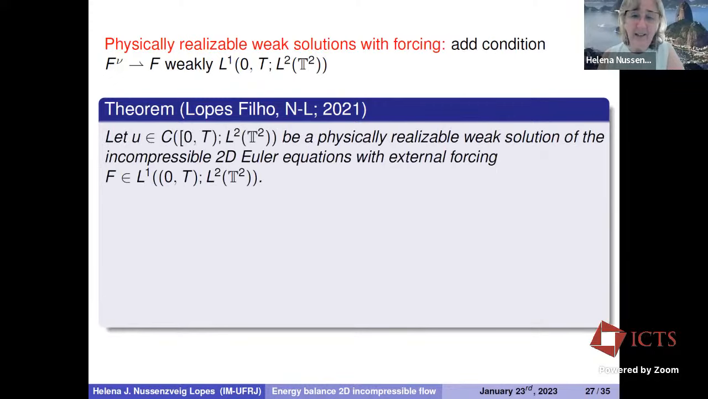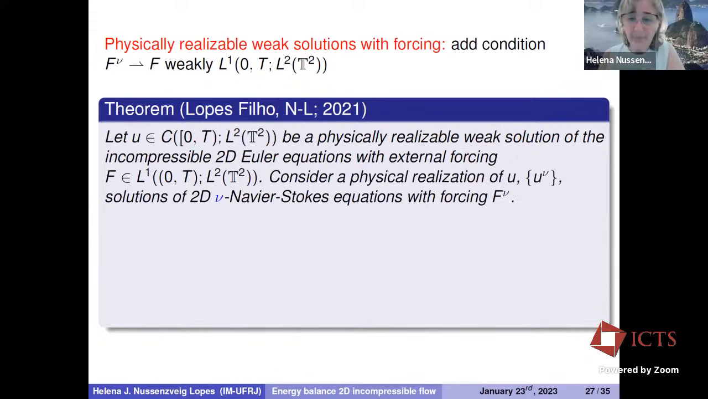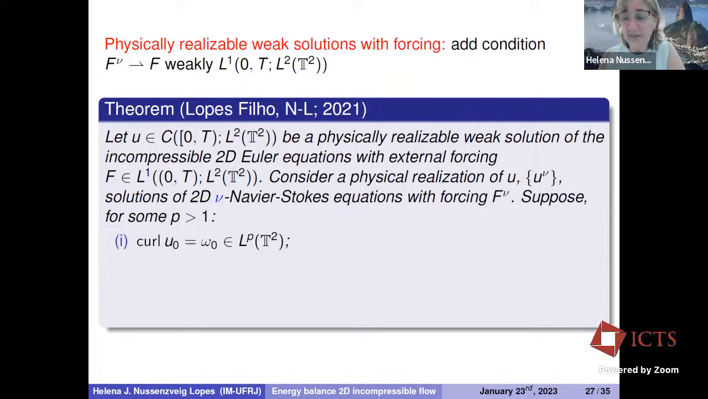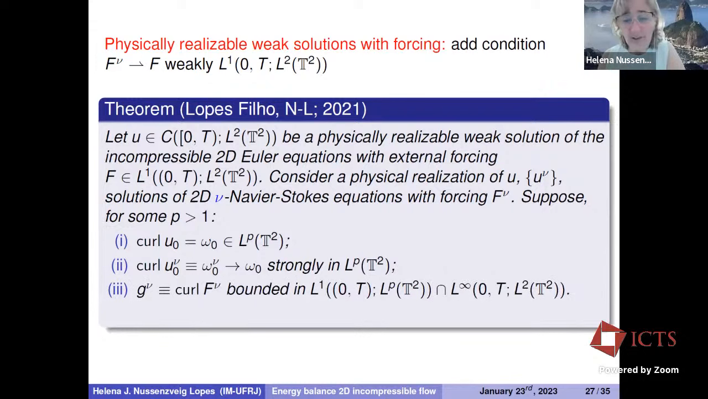And with this adjustment, in joint work with Milton Lopes-Filho, we proved in 2021, published in 2022, that if you have a physically realizable weak solution with an external forcing F, which is in L^1 in time, L^2 in space, and we have a physical realization u^nu with forcing F^nu, such that, one, for some p greater than 1, the initial vorticity for the inviscid flow belongs to L^p; two, the initial vorticities for the viscous flows are not only bounded in L^p, but they converge strongly in L^p; and three, the curl of the forcing is bounded in L^1 in time, L^p, intersect L^infinity in time, L^2, and this condition 3 is a very strong condition, then u is energy balanced.